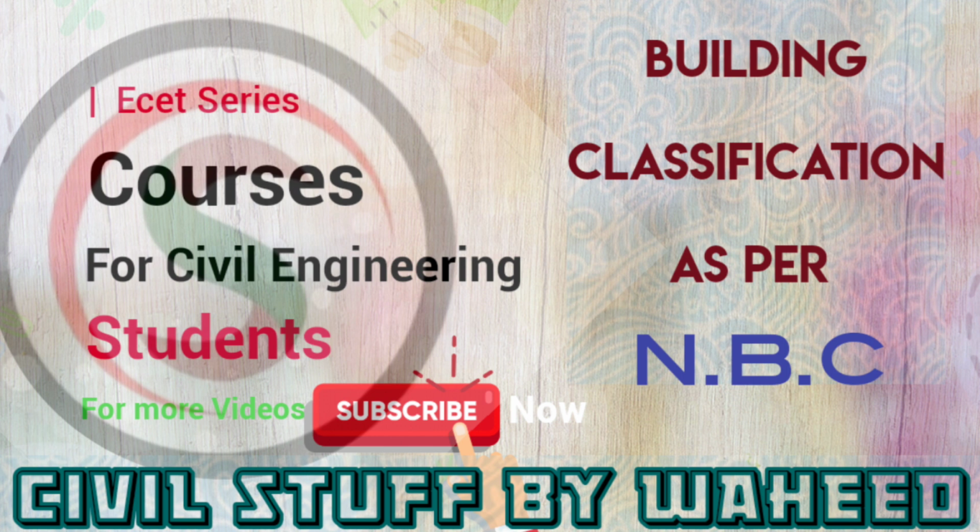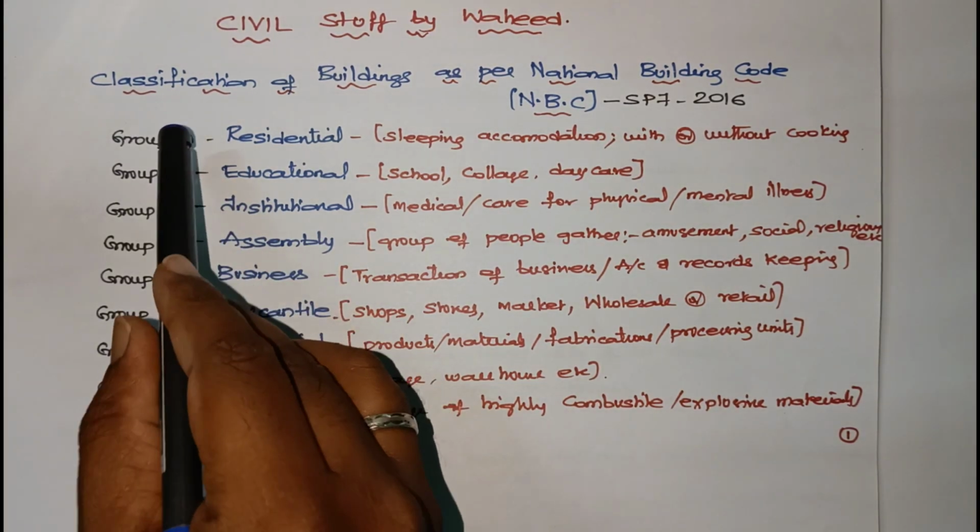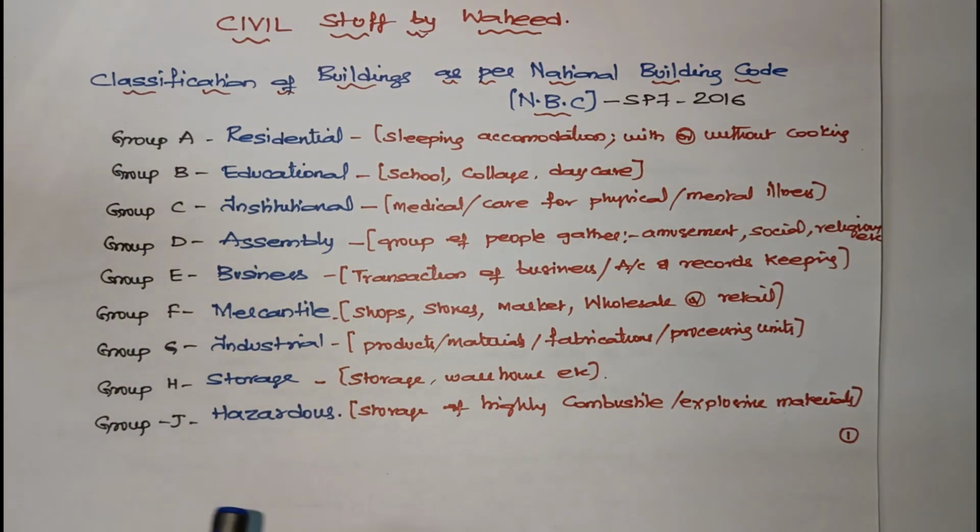So today I am going to discuss the classification of buildings as per the National Building Code, that is N.B.C. Presently the code is SP 7 2016, which means it has been amended, or revised. Based upon this National Building Code, the buildings have been classified under 9 categories from A to J.